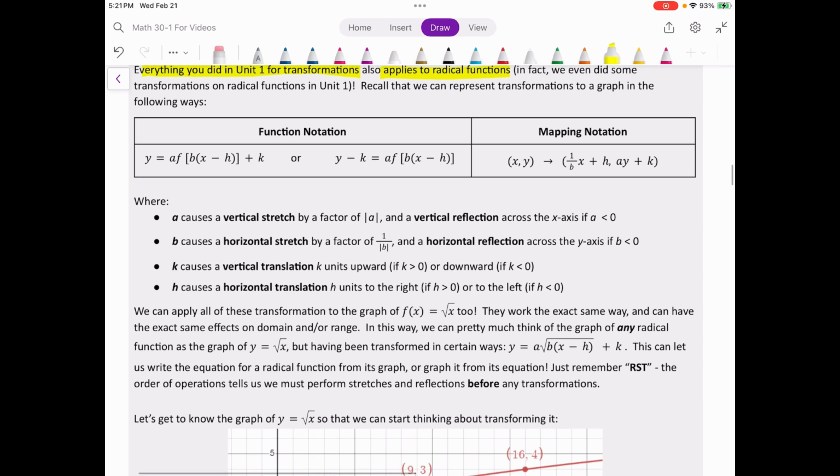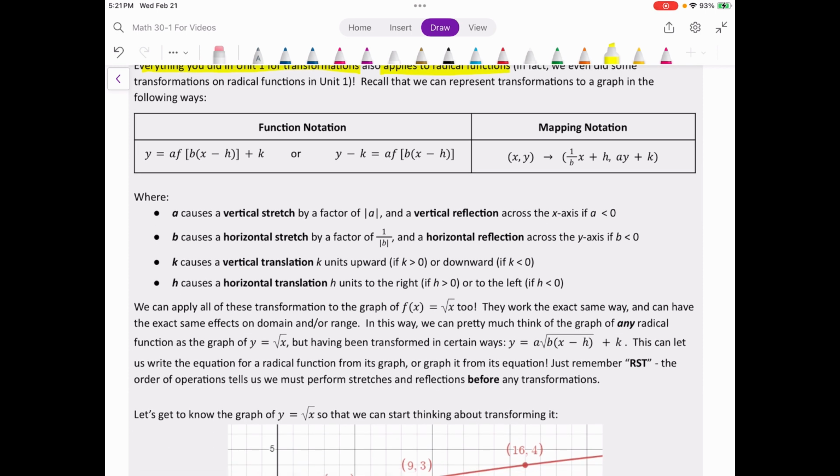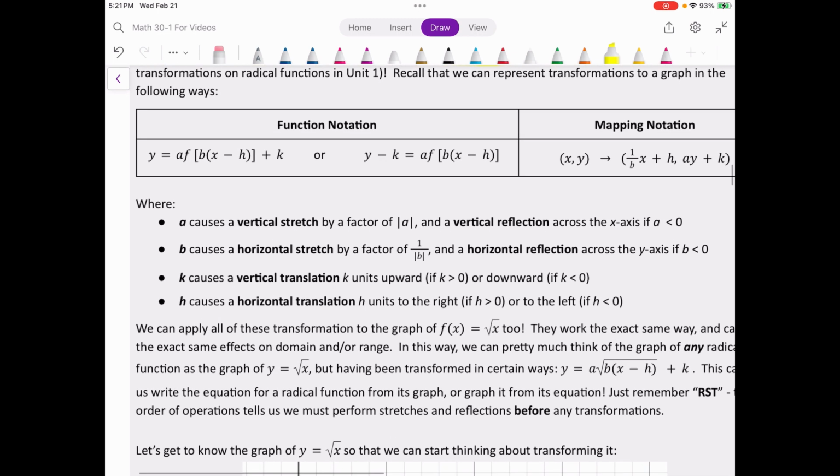Okay, so recall that we can represent transformations to a graph or to a function in the following ways. In function notation, we've got this y equals af of bx minus h plus k. Sometimes it's written with the k over here. They subtract k from both sides. Honestly, as my first step when they write it this way, I just add the k back over anyway. This just makes it a little more intuitive to me and easier to pick out, but just be aware sometimes they do write it this way.